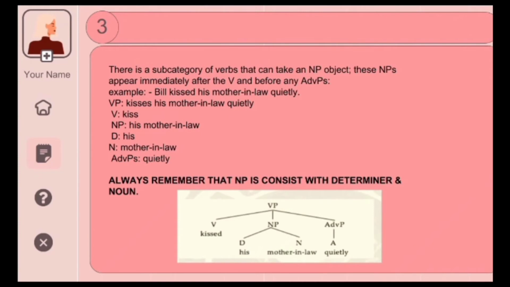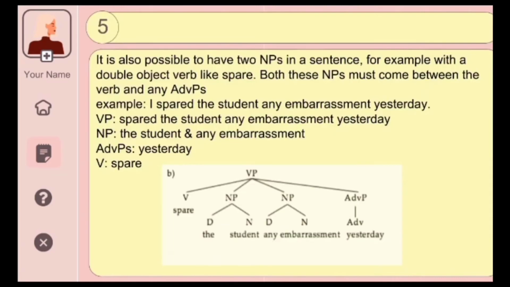It is also possible to have two noun phrases in a sentence. Both noun phrases must come between the verb and any adverb phrases. For example, "I spared the student any embarrassment yesterday." "The student" and "any embarrassment," those are our noun phrases. "Yesterday" is our adverb phrase and "spared" is our verb.